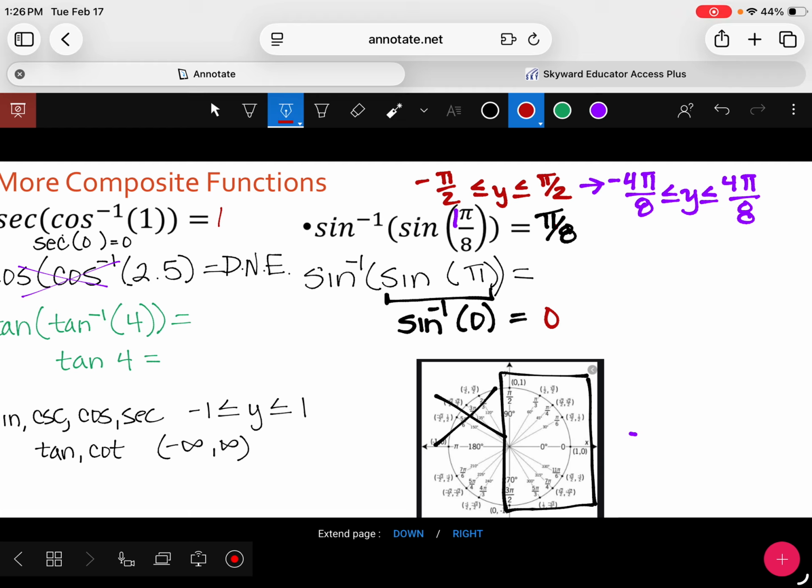Okay, y'all. So that's the end of 7.2. Tomorrow we're going to start 7.3.